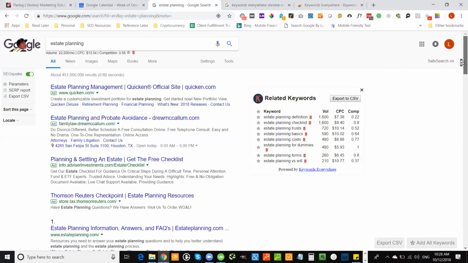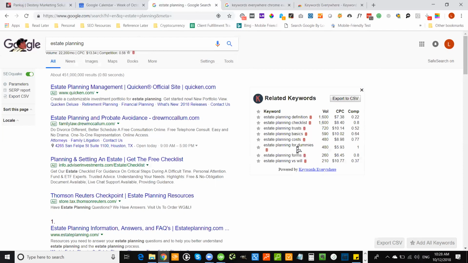Trust and basic, right? Yep. Yep. And really it's relative. So if you are in a very competitive niche, then obviously the keywords are going to be more competitive. But you want to find those opportunities where you can go after less competitive keywords, but that have good search volume.